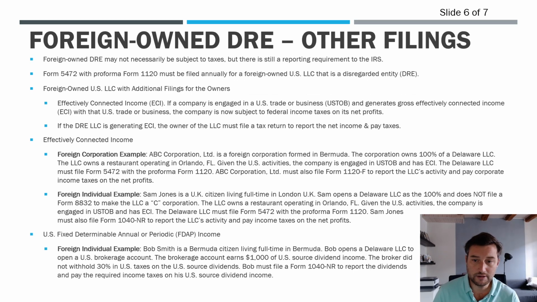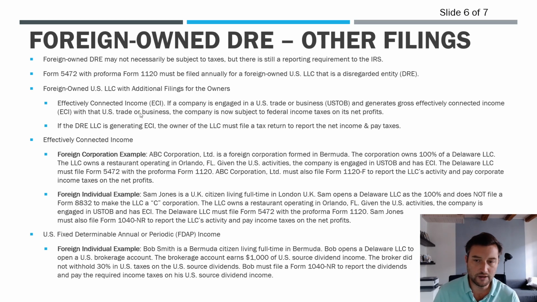All right, and then some more filings for foreign-owned DREs. Again, touched on this already, but the foreign-owned DRE needs to do that 5472 filing, even if it's not subject to taxes. Now, if you have a foreign-owned DRE that is subject to additional taxes in the U.S., then you've got some additional work to do. So what are two scenarios where you could have a foreign-owned disregarded LLC where you've got to do some additional filings? Well, the first one is any kind of effectively connected income.